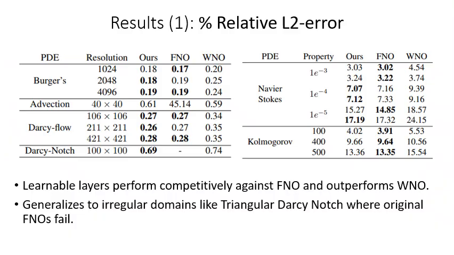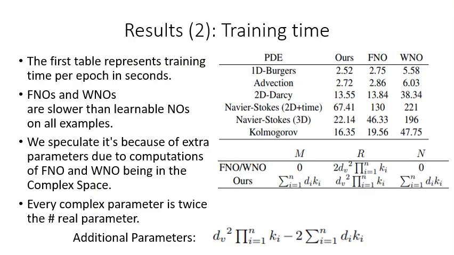We discuss the results. We observe across all examples that our neural operators perform competitively against FNOs and WNOs, outperform WNOs everywhere, even on high-dimensional partial differential equations like Navier-Stokes and turbulent Kolmogorov flows. Our parameterized linear transforms also generalize to examples like the one-dimensional wave advection equation and triangular Darcy notch, where Fourier neural operators fail to generalize. We also observe linear transforms converge faster than FNOs and WNOs.